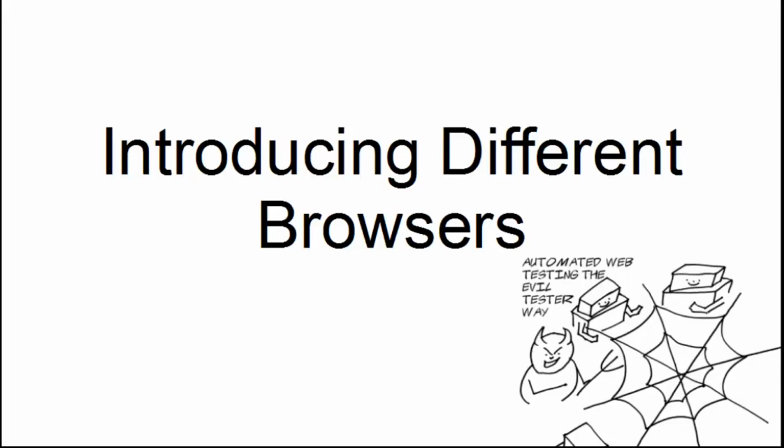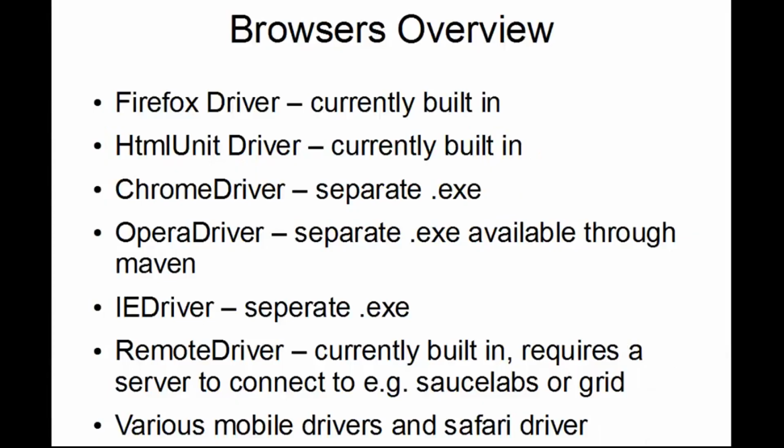I'm introducing different browsers at the end because I want you to have the basics of WebDriver first before we do this. But when you implement it in the real world, start thinking about different browsers early in the project. In WebDriver, you've seen the FirefoxDriver, and we typically use that because it's built in. You don't have to download anything extra to use the FirefoxDriver. The HtmlUnitDriver again you've seen, and that also is built in. That's just a jar that gets bundled with it. We use it to do this.